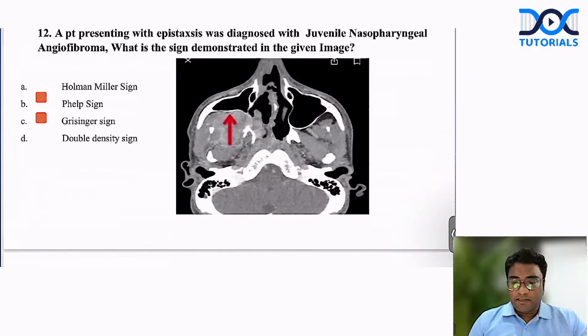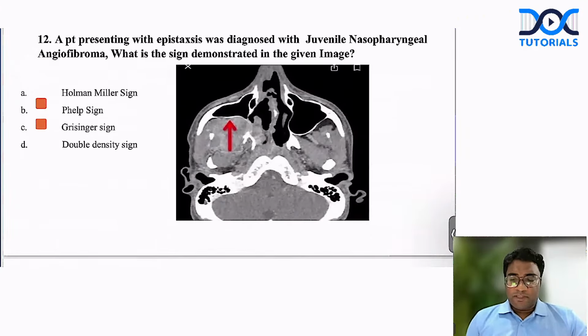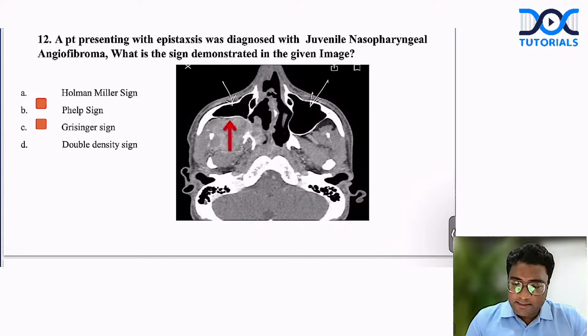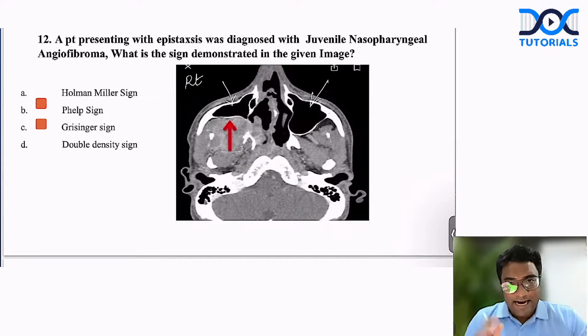Okay. A patient presents with epistaxis and is diagnosed with juvenile nasopharyngeal angiofibroma. What sign is given here? If you see the maxillary sinuses on the right side and left side, which maxillary sinus is appearing smaller? The right side is appearing smaller. The antrum of the right maxillary sinus is smaller. And is it because of a problem in the anterior wall or the posterior wall? It is a problem in the posterior wall.